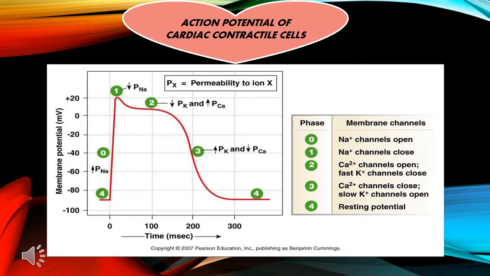The final phase is actually phase 3. Rapid repolarization occurs during this phase. The phase occurs because calcium channels become inactivated and it will cause potassium channels to open. This allows potassium efflux, which will bring the membrane potential back to its resting potential.